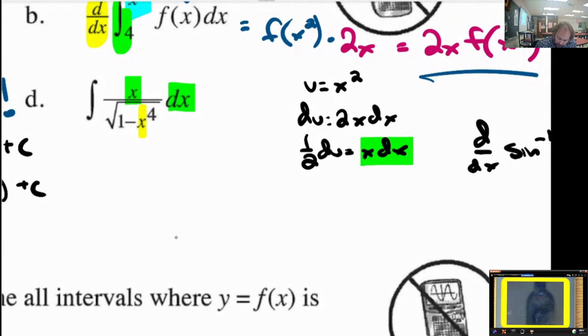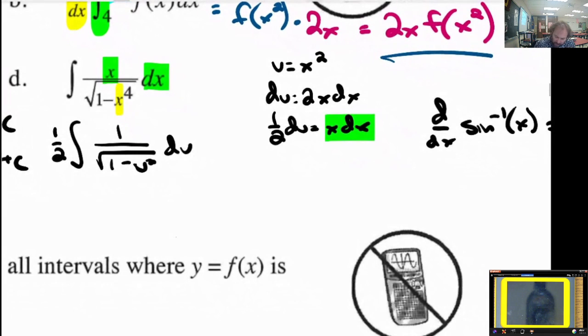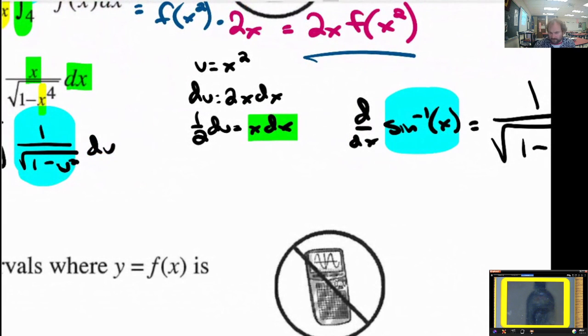So what you have here is 1/2 times the integral of 1 over the square root of 1 minus u squared du. And again, if you recognize that pattern, this is the antiderivative of the sine inverse of x.